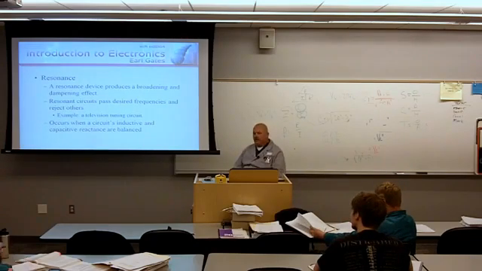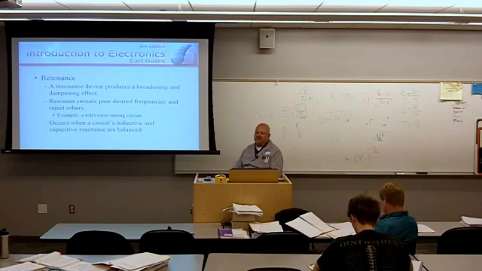Okay. Now, remember how this chapter is titled Resonance? We haven't even talked about resonance yet. Now we're going to talk about resonance. A resonant device produces a broadening and dampening effect. Resonant circuits pass desired frequencies and reject others. An example would be a television tuning circuit.